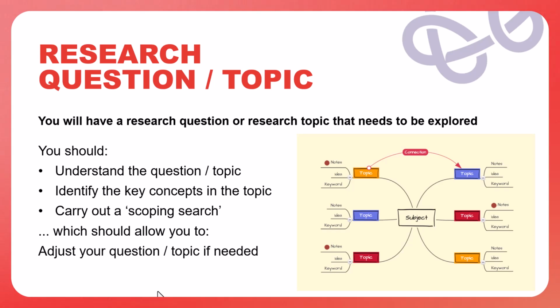You should carry out a scoping search using library search that will allow you to find out what information is already out there, what research has already been carried out on this topic. Doing that will enable you then to either adjust your question or your topic and to move forward with your search strategy as appropriate. It might be useful at this stage to do a mind map of the topic so that that will help you to identify the key concepts.